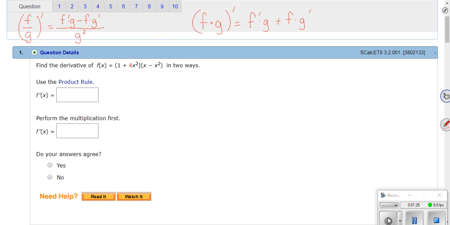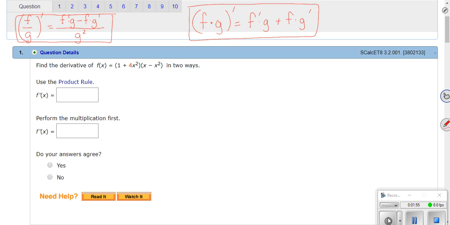You'll notice in the quotient rule, the numerator is very similar to the product rule, only with a minus instead of a plus. Okay, so these are the two formulas we need: quotient rule, product rule. Now we're going to use those and show that they work. So let me do this first problem here.